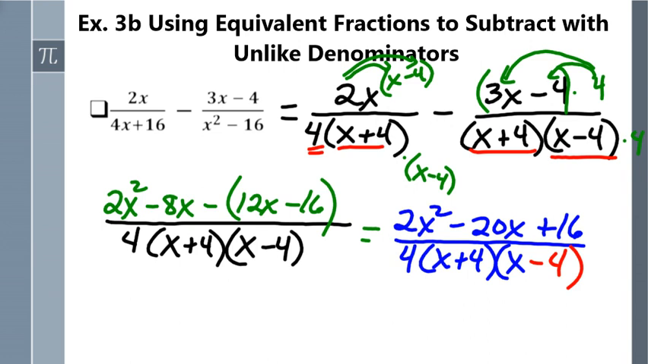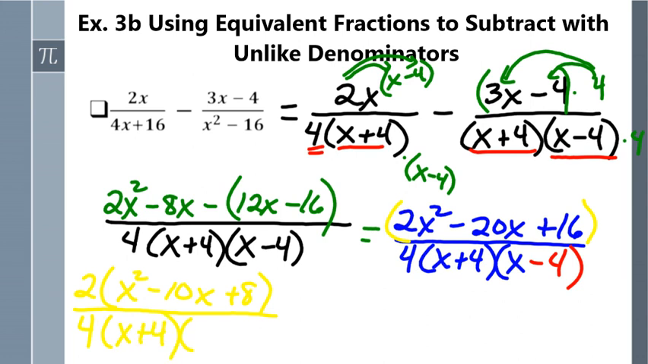Now if we look at what we have left here, you can see that in the numerator, I can factor a common factor out of all three terms. They all have a 2 in common. So if I factor a 2 out, that will leave me with x squared minus 10x plus 8. And in the denominator, I have 4 times parentheses x plus 4 times x minus 4.